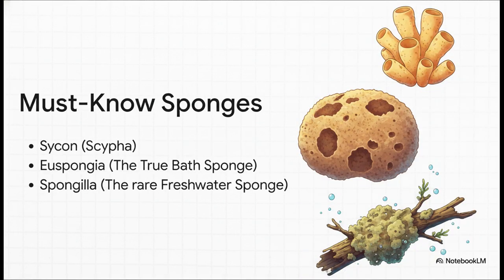To round off our case study, let's look at the 3 must-know sponge examples. First up is Scypha, also known as Sycon. Next, we have Euspongia, famously known as the true bath sponge. Yeah, the kind historically used for literally washing up. And finally, Spongilla. Now, pay special attention to Spongilla. It is a massive, unique exception, because unlike the vast majority of sponges that live out in the salty ocean, Spongilla actually thrives in freshwater.